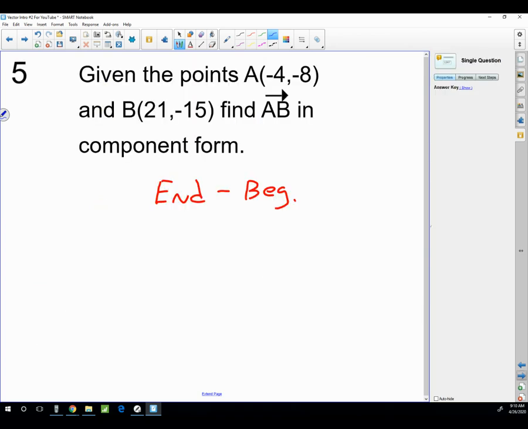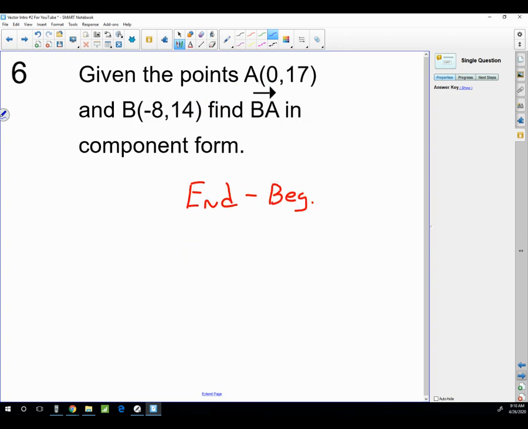In a situation like this, you could get yourself some graph paper and you could graph those points and sketch it. If that's what you want to do, then fine, do that. But at some point, you're going to want to do end minus the beginning. So the end is B. So it'd be 21 minus -4 is 25. And then -15 minus -8 is -7. It is that simple. Number 6, see if you can get that right.